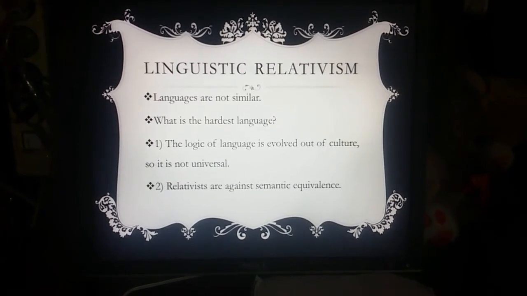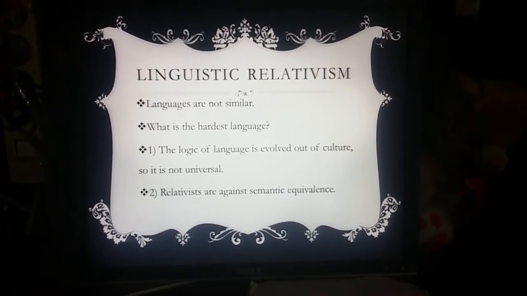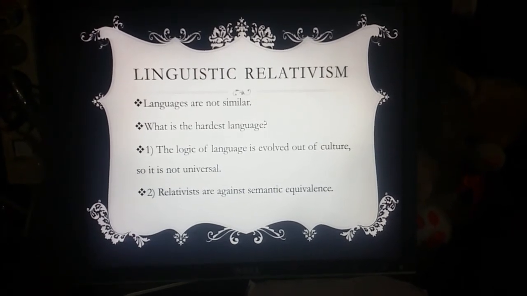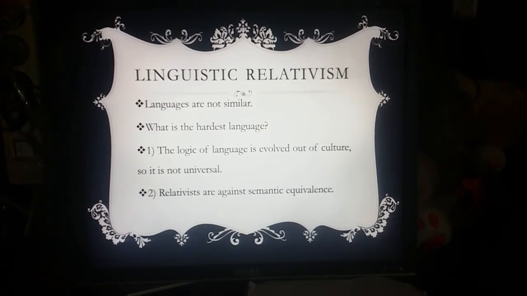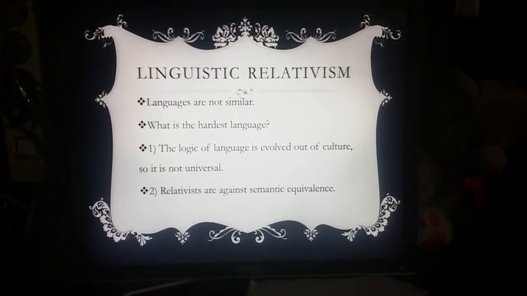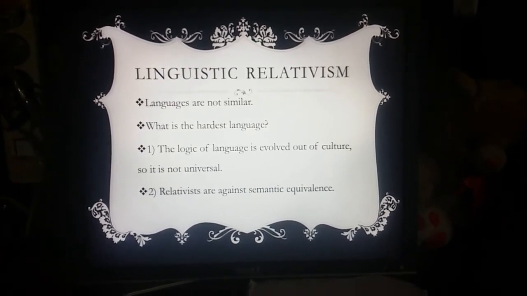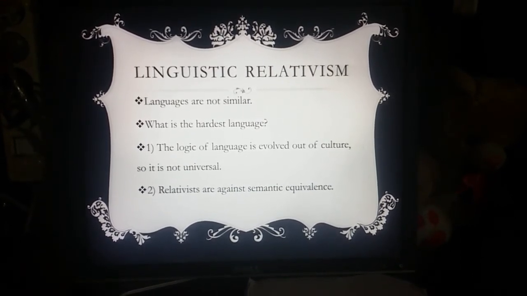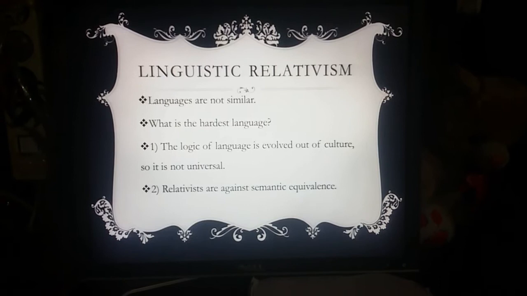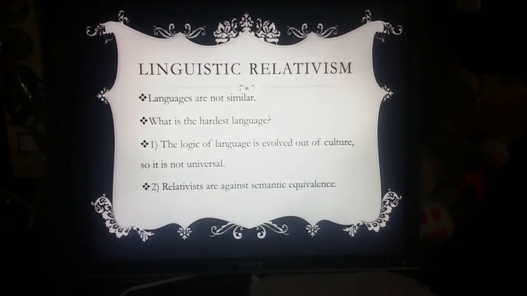Number two, relativists are against semantic equivalence. They believe that we can't find lexical equivalents for every word we want to translate. So for example, the words hajj and hijab in Arabic, we can't find a translation or a lexical equivalent for them in English. So instead of translating them, we'll have to transliterate them.